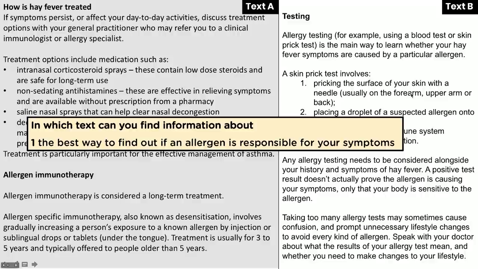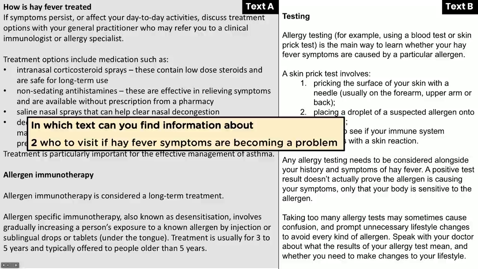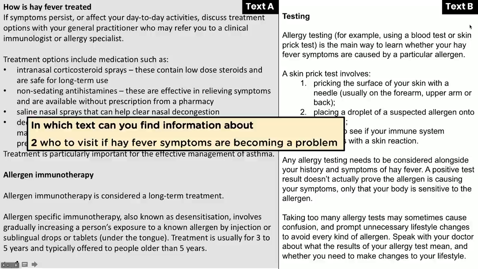Question two. In which text can you find information about who to visit if hay fever symptoms are becoming a problem? So here we have a keyword, who. It's a question with a who. Sometimes it might be when or what or how many. These are keys. If I'm answering a question regarding who, I need the name of a type of person. So let's take a closer look. Okay, so we know that we need the name of probably a medical professional. So who to visit if hay fever symptoms are becoming a problem.